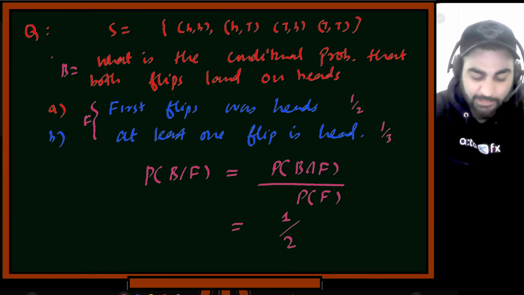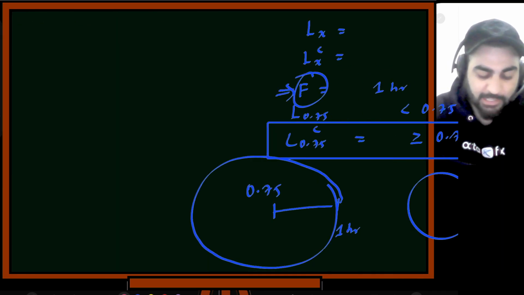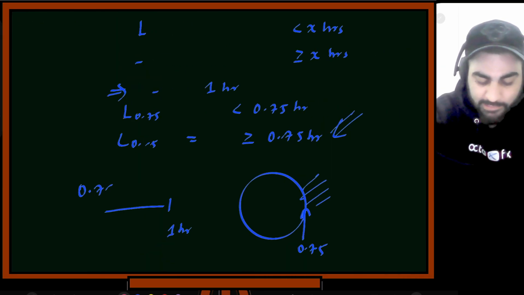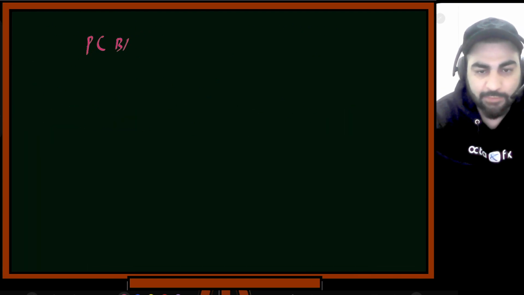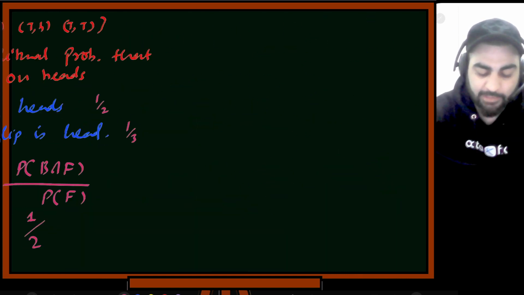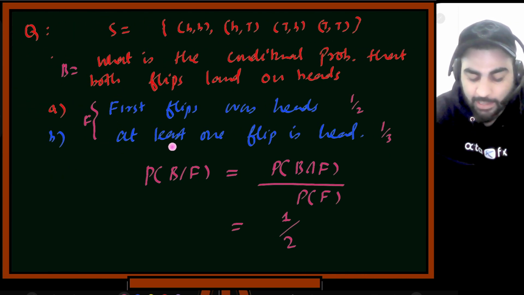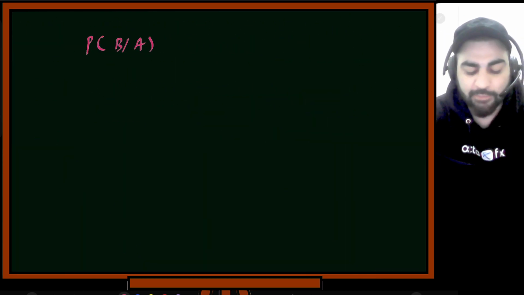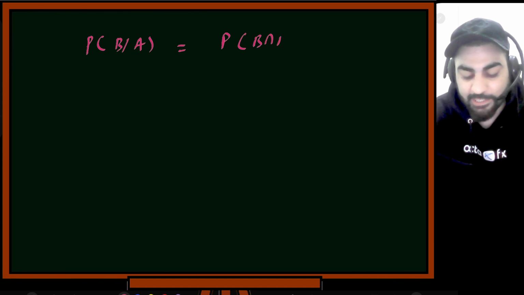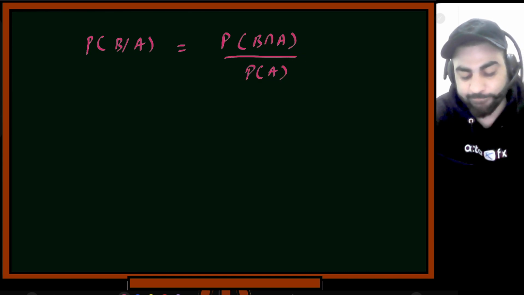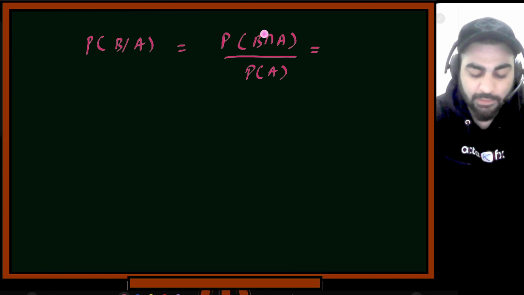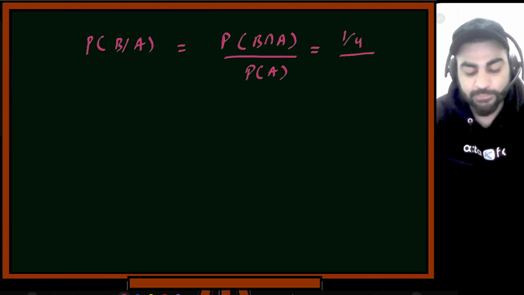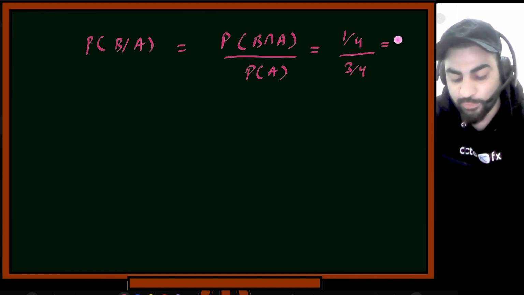Now for the second part, let's call the event A. A is the event in which at least one of the flips was head. So again, the probability of B given A is the probability of B intersection A divided by the probability of A. This is equal to 1 by 4 for B intersection A, and the probability of A is 3 by 4. This is equal to 1 by 3.